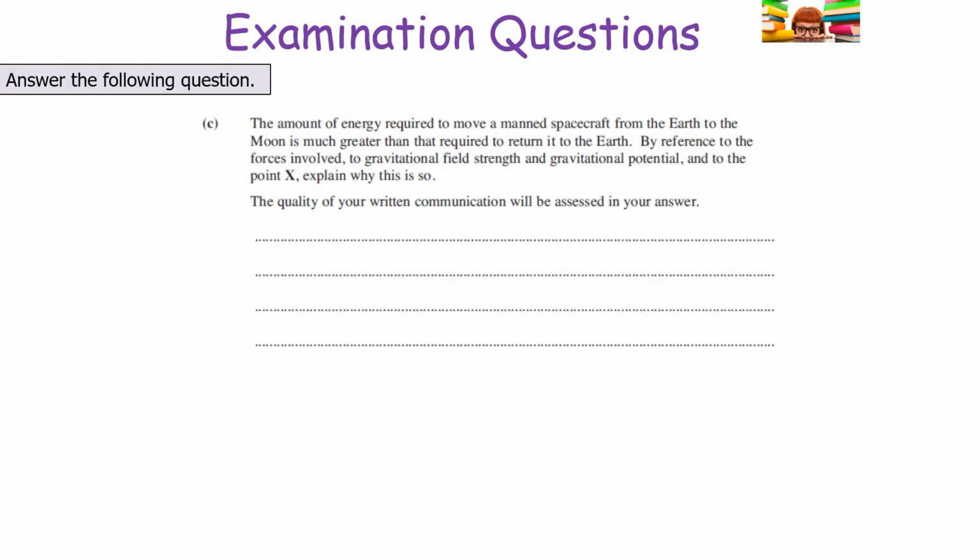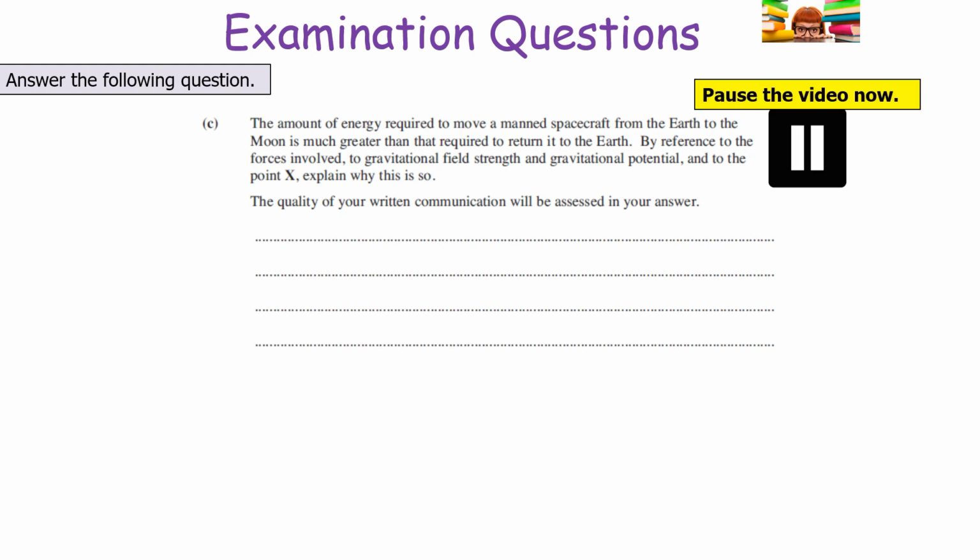Next question. The amount of energy required to move a manned spacecraft from the Earth to the Moon is much greater than that required to return it to the Earth. By reference to the forces involved, to gravitational field strength and gravitational potential, and to the point X, explain why this is so. So pause the video now, then unpause the video when you want to go through your answer.